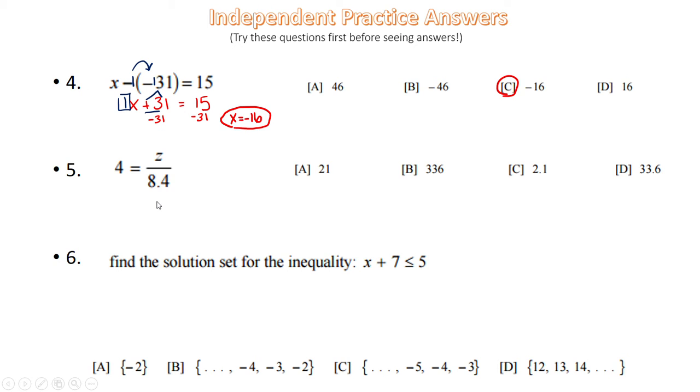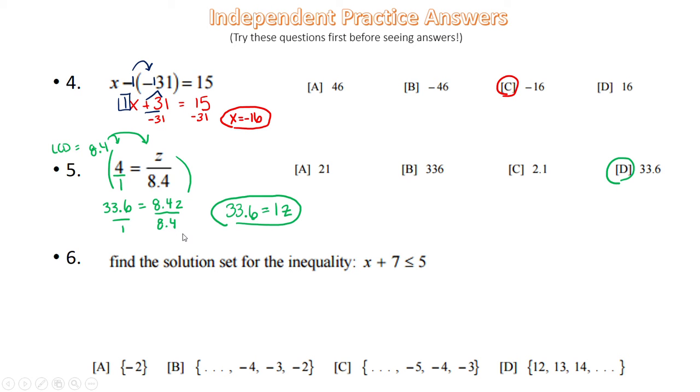Number 5, we have a fraction. So we're going to put the 4 over 1. Our LCD is 8.4. So we're going to multiply both the numerators by 8.4. So this is going to be 33.6 on the left side. And then 8.4 divided by 8.4z on the right side. The 8.4's cancel. And the 33.6 over 1 still is 33.6. So that's our answer, D.